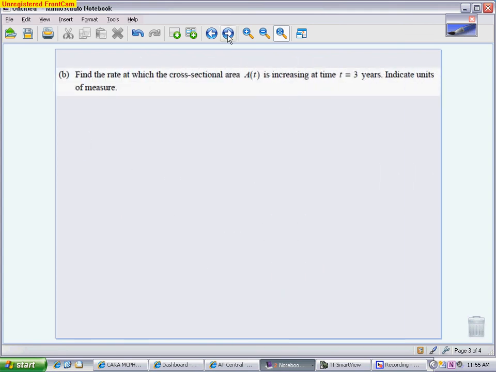Part B wants to know the rate at which the cross-sectional area is increasing at a time of 3 years. Now, when I first looked at this problem, I saw the word cross-section and thought, oh, we must be doing a volume problem. But then I read it again, so you don't want to just look at it once. Make sure you're looking at it again. This has nothing to do with volume. This just wants to know how the area is changing, and it just happens to be, because I'm slicing my tree, a cross-sectional area. So first thing I wrote down is an area formula for a circle.